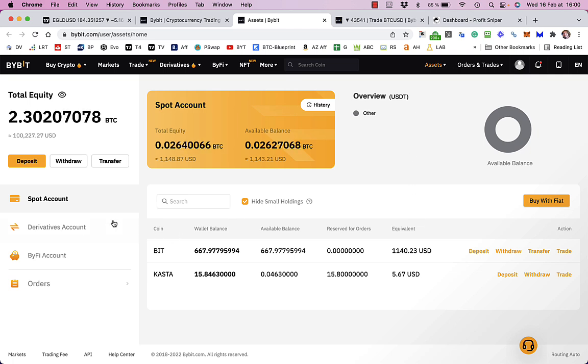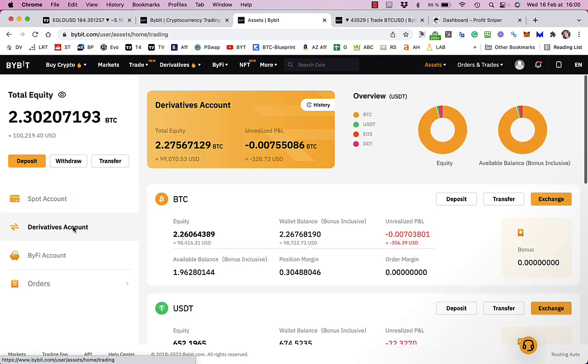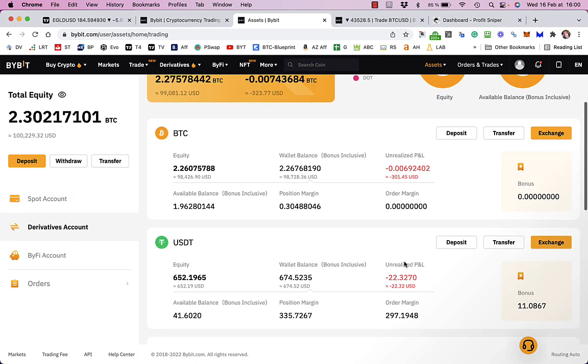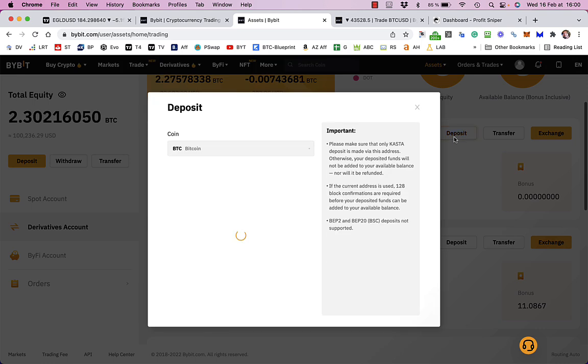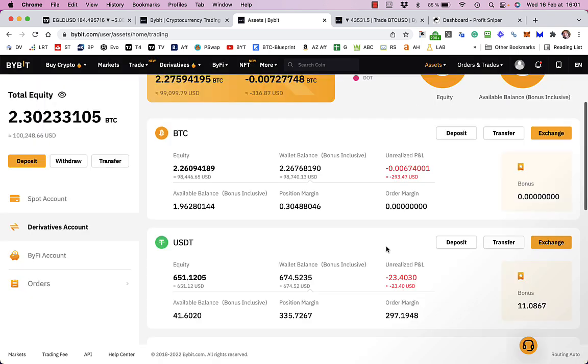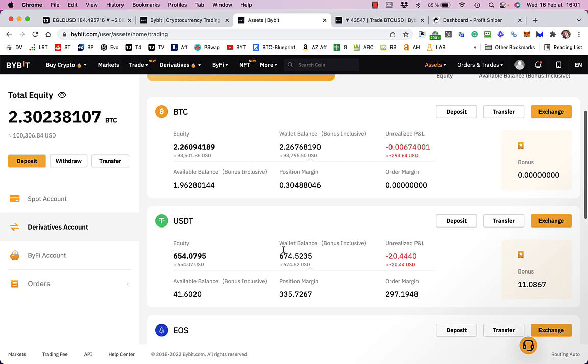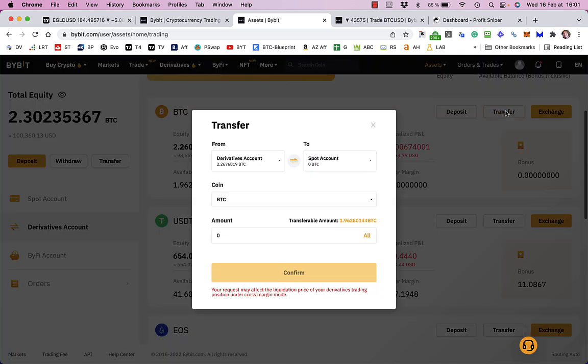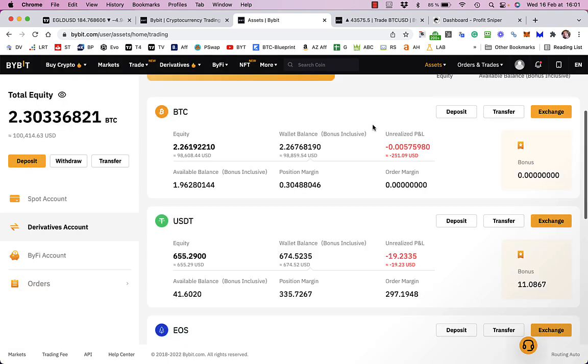When you do deposits into your derivatives account, it's the same kind of thing. Say you were depositing Bitcoin, you go to deposit, and you'd see the QR code there where you can deposit into there. And if you want to move it around, say some of my Bitcoin I wanted to move to the spot account, you can just do that by transferring from the derivatives to the spot, and you could move all of it. I'm not going to do that, but you can do that if you want. And that's basically how you fund your account.